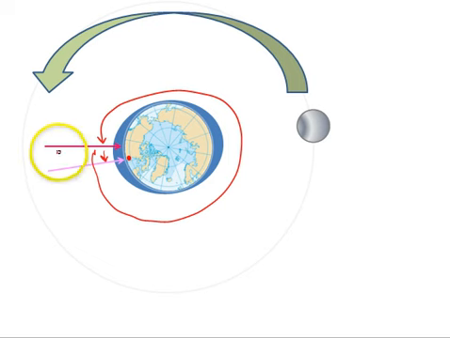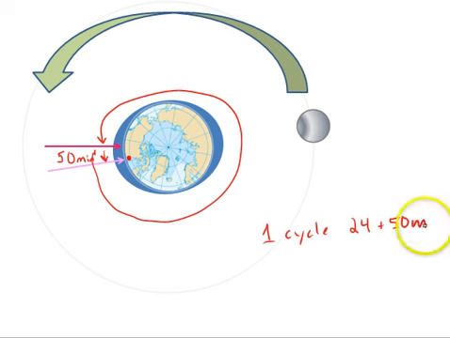This extra little bit here takes 50 minutes. All right, that's how long that represents. So you've got 24 hours to go around from here to here, right? So from here to here is 24 hours plus 50 minutes. So one tidal cycle, right, one cycle is 24 hours plus 50 minutes.